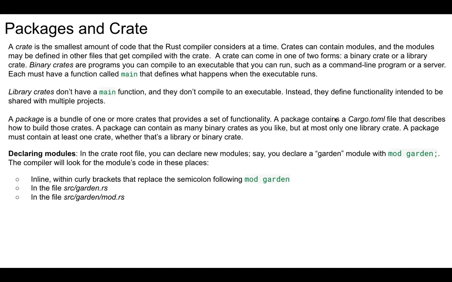A package contains a Cargo.toml file that describes how to build those crates, like what version is available, those kinds of information. One package can contain many binary crates, okay, but only one library crate. Now, this is important to note. If you create a package, you can have many binary crates, but only one library crate. And one package must contain at least one crate.